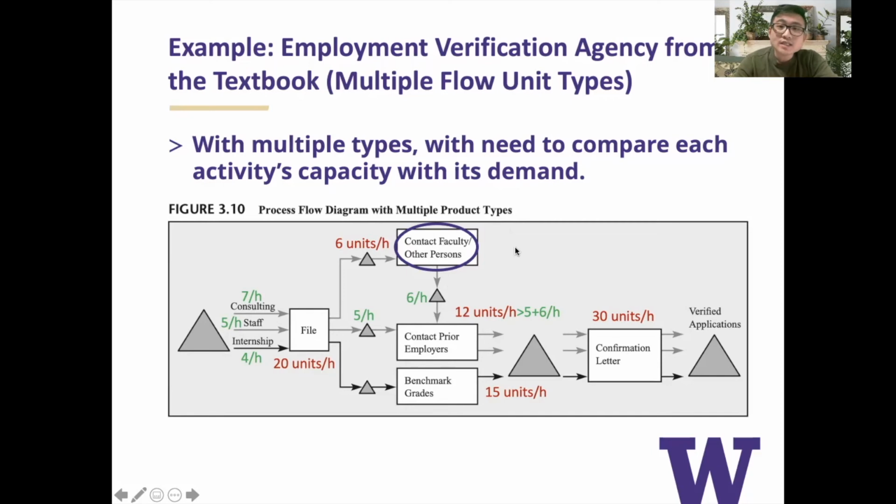So clearly you see that with multiple flow unit types, the analysis becomes slightly more complicated. And in the textbook, they are using the implied utilization to do the analysis. The bottleneck is defined by the resource that has the highest implied utilization. And there's also another way to define the flow unit. So here I'm using one application as 1 flow unit.